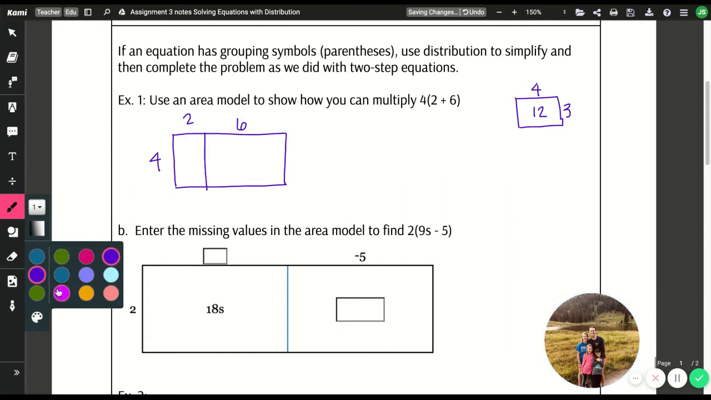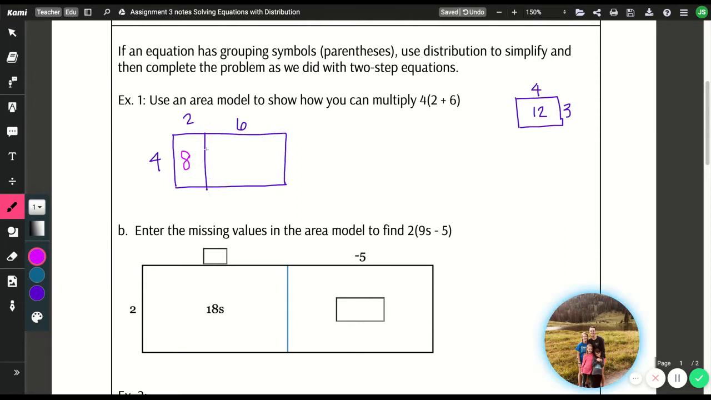So if we were going to find the area of each of these, this rectangle, if we did base times height or length times width, would be 2 times 4, and 2 times 4 is 8. This rectangle would be 6 wide and 4 tall. So if we want to find the area of this rectangle, we would multiply 6 times 4 and get 24. So the area of the entire thing, if we added the two together, 8 plus 24, would be 32.